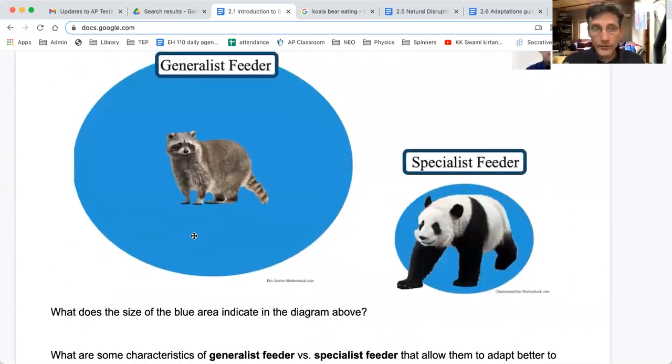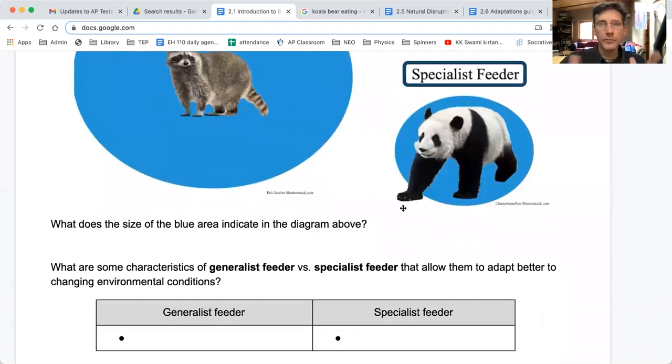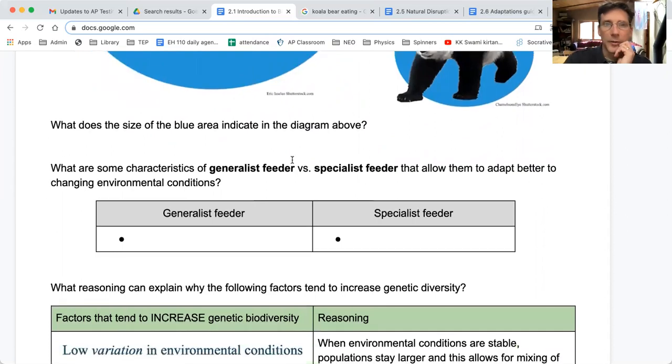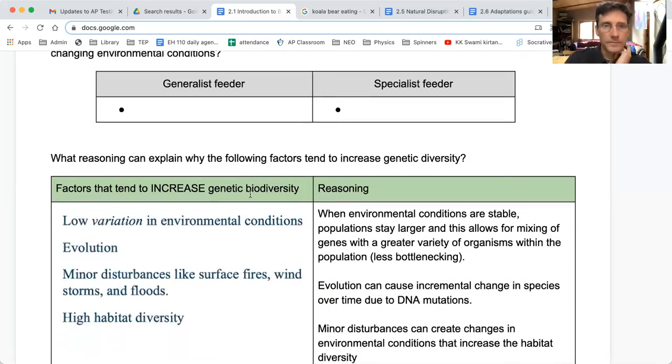This is a different way of illustrating generalist versus specialist. Here we're just using blue to represent the range of types of food that they can eat. Specialists, like this panda, primarily rely on bamboo, so they're able to use a much more restricted type of resource for food. That's the main distinction here between generalists versus specialists. We'll learn more about those differences in the future.